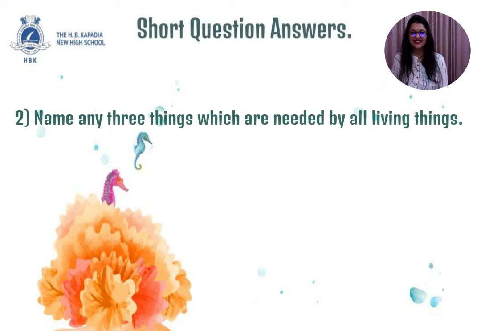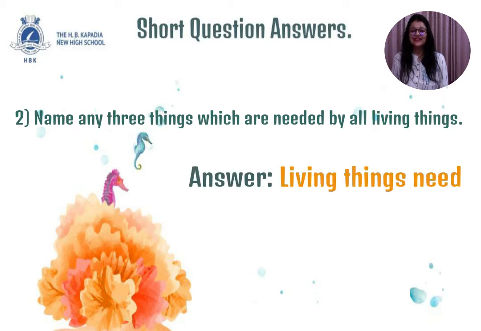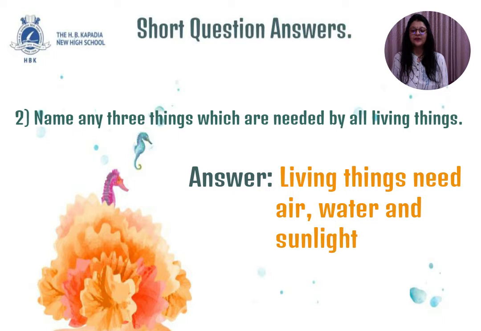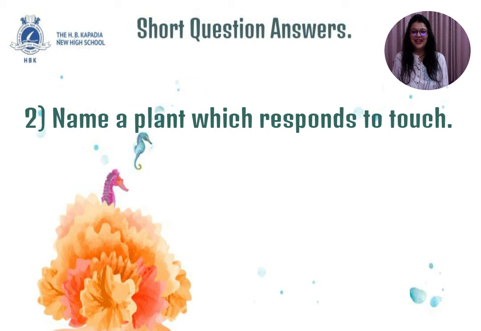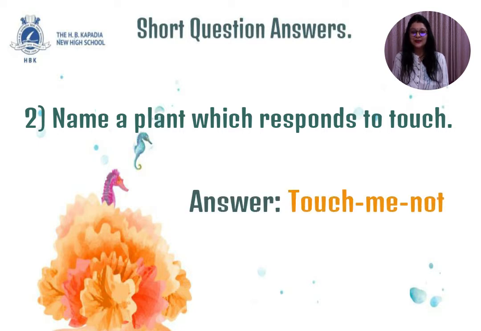Second question, name any three things which are needed by all living things. So, the answer is living things need air, water and sunlight. Third question, name a plant which responds to touch. So, the answer is touch-me-not plant responds to touch.